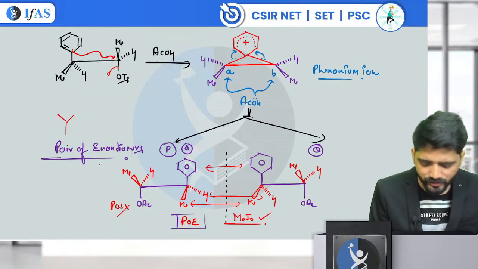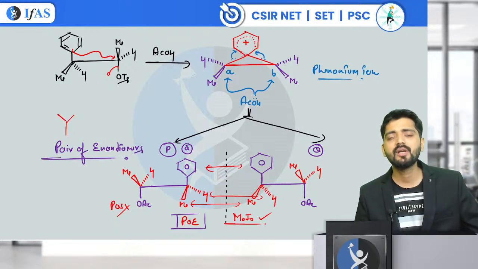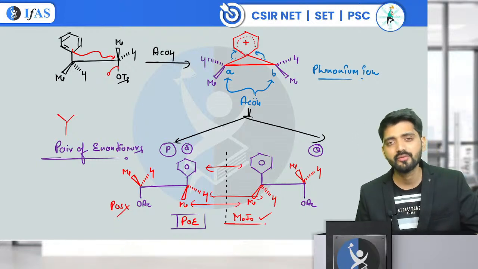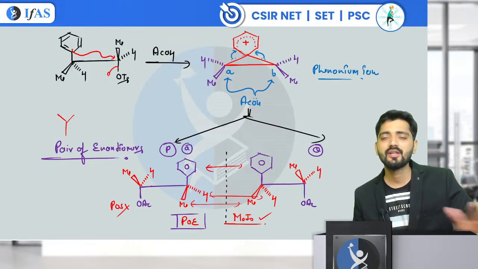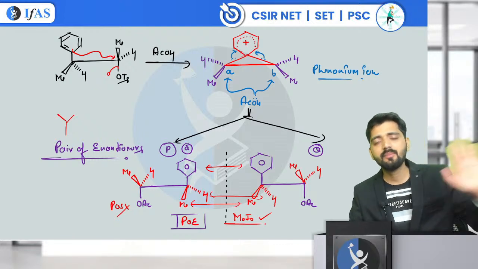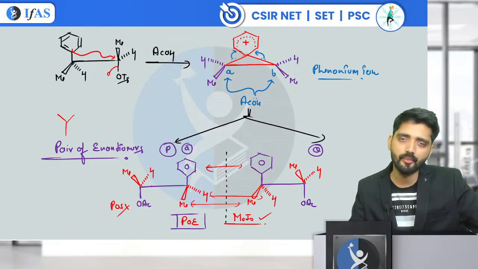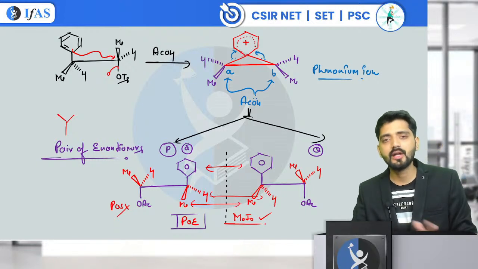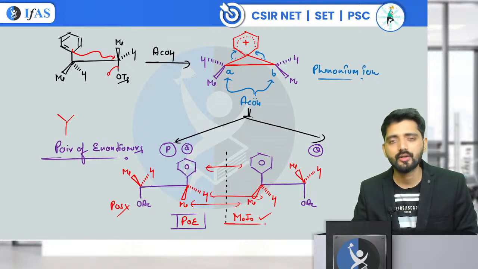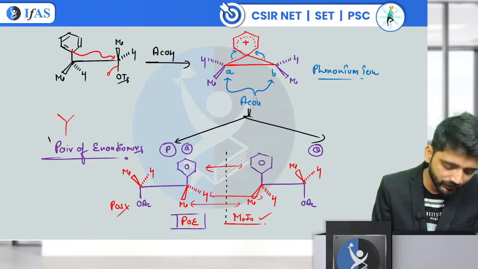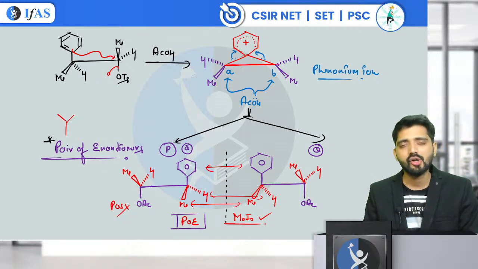Finding RS configuration will be a very lengthy method. That will be our last option. But there are other shortcut methods which we must know in order to find the relationship in very quick time. Keep RS configuration as the very last option. Try to solve the question without RS because it will save a lot of your time. So the relationship between these two products is going to be a pair of enantiomers.